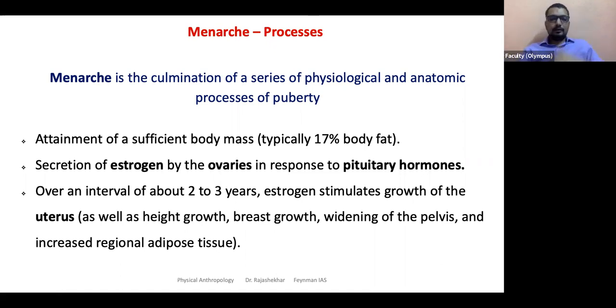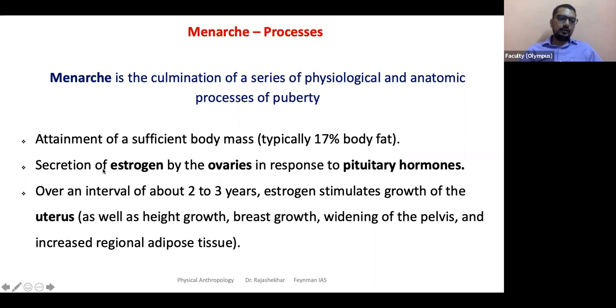Okay, the first thing you notice here is attainment of sufficient body mass. Studies normally say that when about 17% body fat is attained, it leads to the process of menarche. So there are certain requirements for carrying body fat. There's a direct correlation between body fat and the time of menarche.